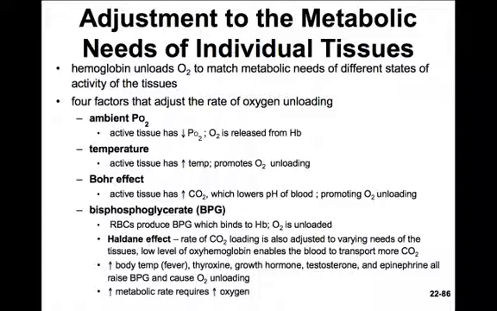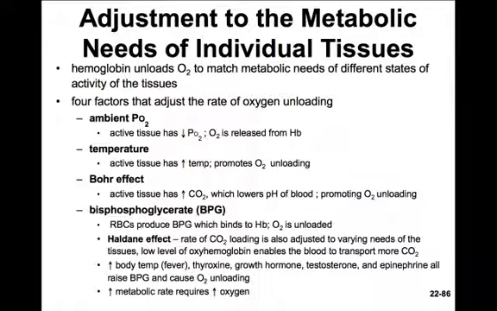An elevated body temperature, like a fever, stimulates bisphosphoglycerate synthesis, as do thyroxine, growth hormone, testosterone, and epinephrine. Thus, all of these hormones promote oxygen unloading in the tissues. The rate of CO2 loading is also adjusted by the varying needs of the tissues. Low levels of oxyhemoglobin enable the blood to transport more CO2.